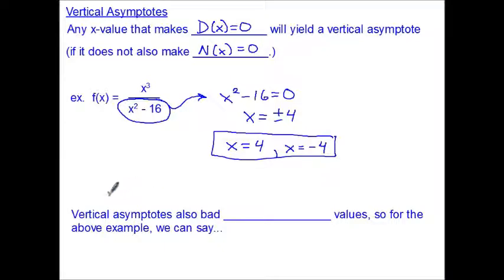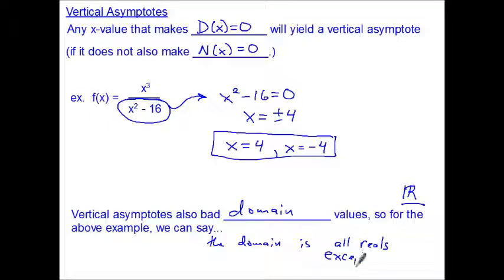Anyway, vertical asymptotes are also bad domain values. If I'm undefined, that's something that doesn't work with a domain. So for the above example, we can say the domain is all reals. Of course, if you're a big fan of the all real symbol, feel free to use that in place of the phrase all reals. But then of course, except for negative 4. So we can give some kind of domain pretty much the second we figure out whatever the vertical asymptotes will be.